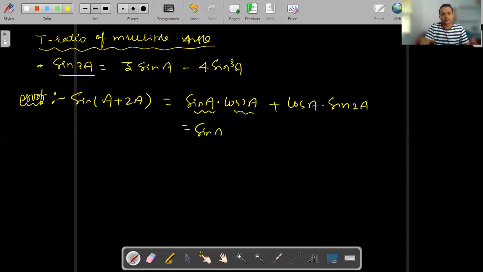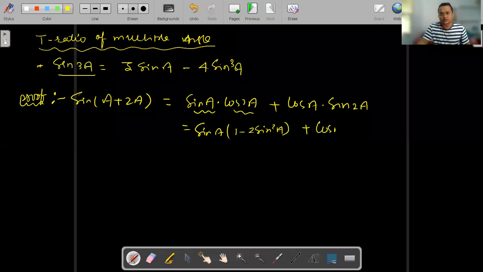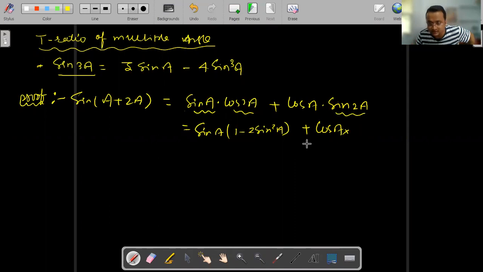Sine a and cos 2a. Cos 2a, three formulas we derived. Out of those three formulas, one formula we have to mention here: cos 2a in the terms of sine, 1 minus 2 sine square a. Understood? Then cos a. Now you see sine 2a. What is the formula of sine 2a, multiple angle? 2 sine a into cos a.